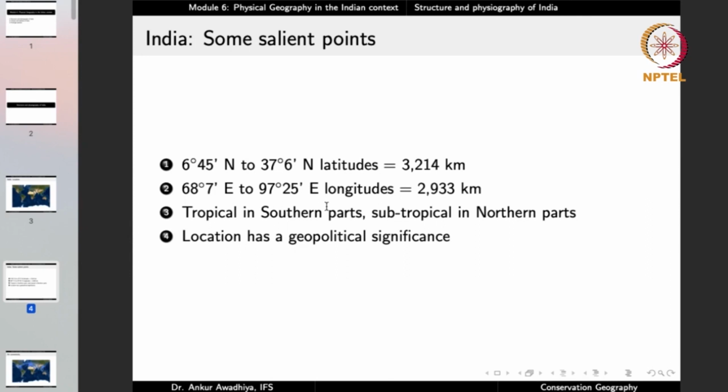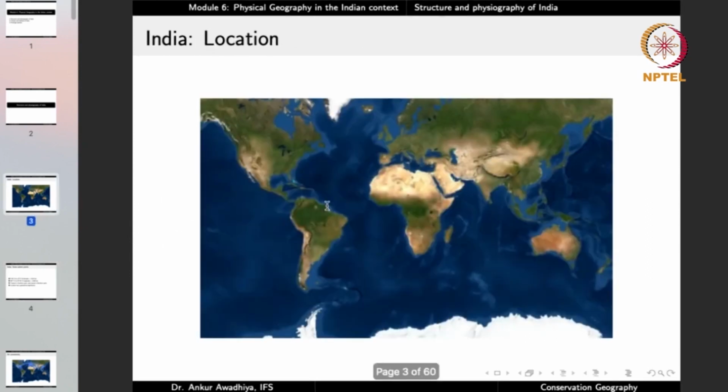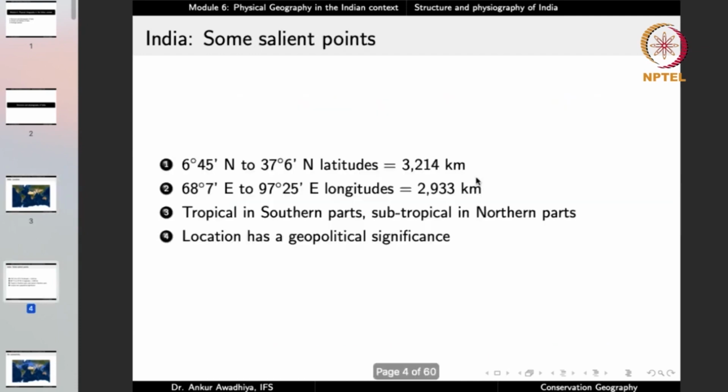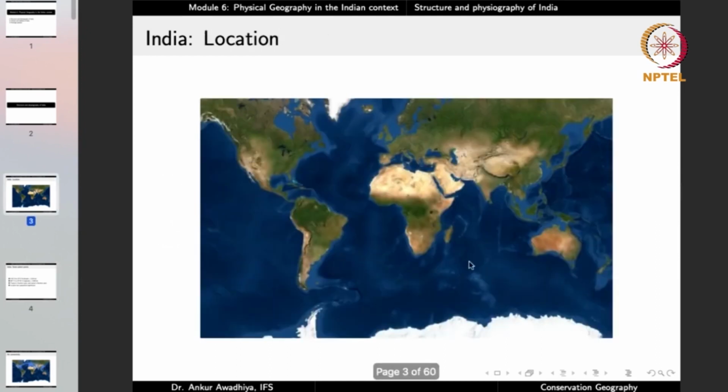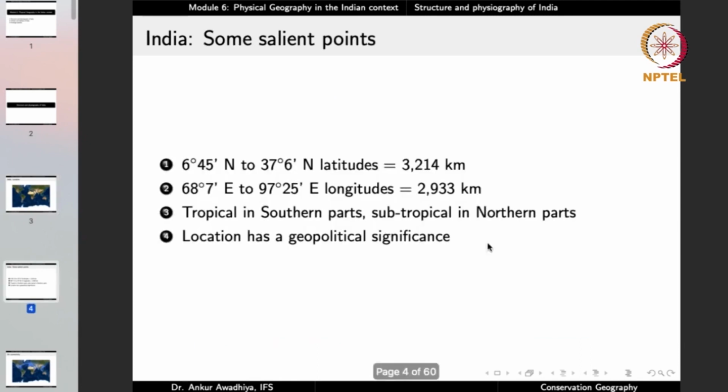The southern parts of the country are in the tropical zone. So, this portion is in the tropical zone. We have the equator that moves roughly around here. So, this is the tropical zone, and this portion in the north is the subtropical zone. The location has a geopolitical significance, especially because of our vantage location in the Indian Ocean.